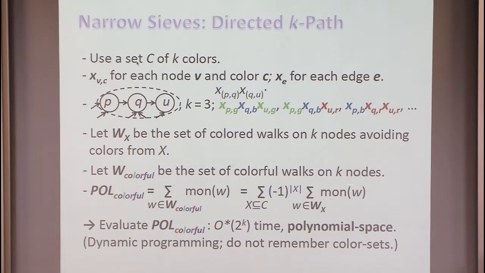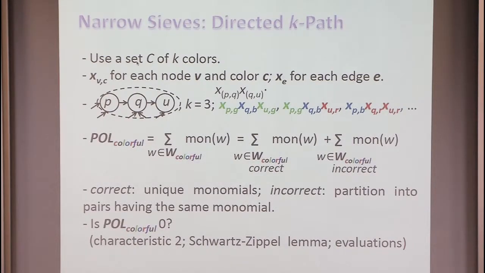So here we can use inclusion and exclusion, and you can see that in the inner sum we can just look at W_X, ensuring that we avoid using colors from X, so we can have polynomial space. And here is 2 to the power of k because we are looking at every subset of C that contains k colors. Okay, so this is the time. Now let's take a closer look at this polynomial. If we associated the monomials with potential solutions as we intended, then the monomials of the incorrect solutions vanish because of this property. They are partitioned into pairs having the same monomials, and we use the field of characteristic 2, so this vanishes, and we end up with a problem of testing whether a polynomial is 0 or not.